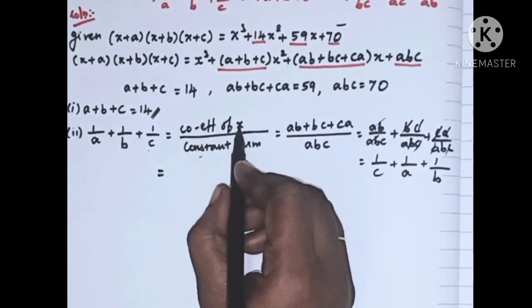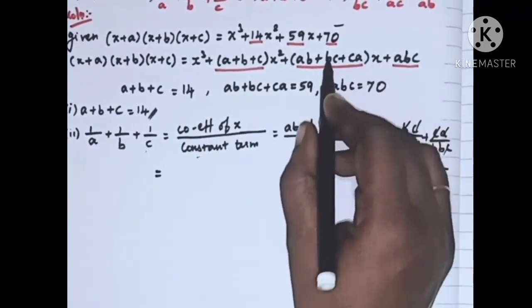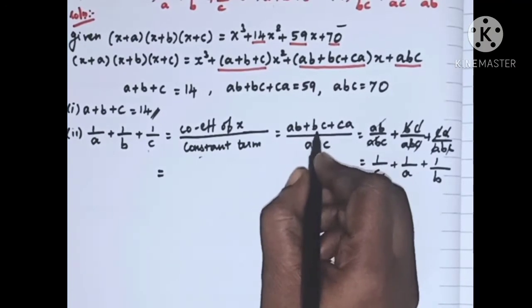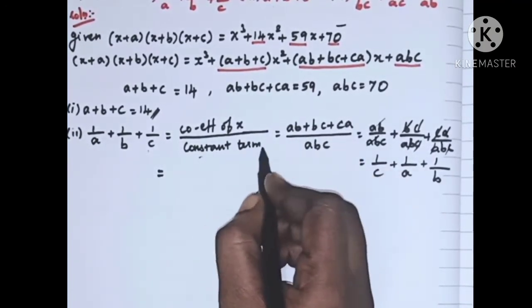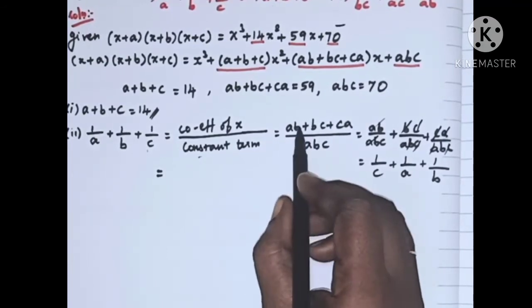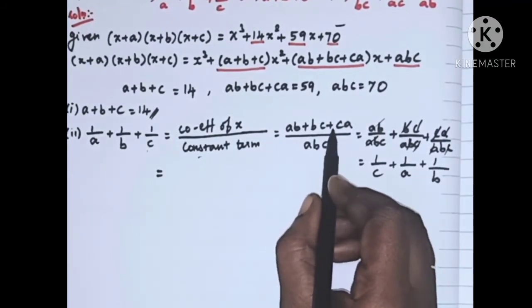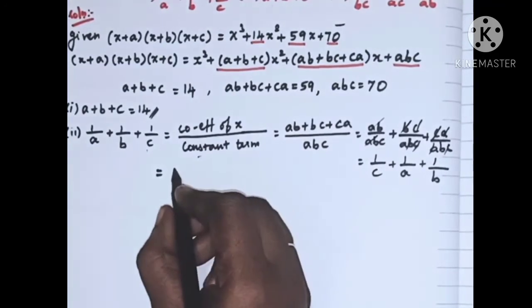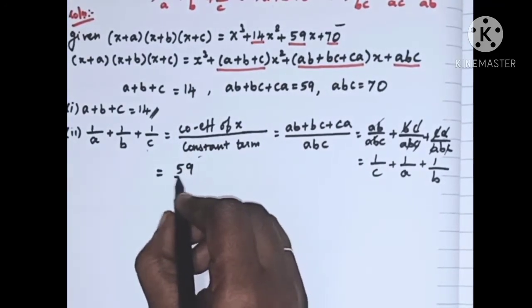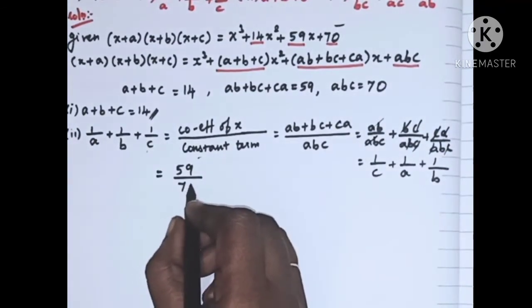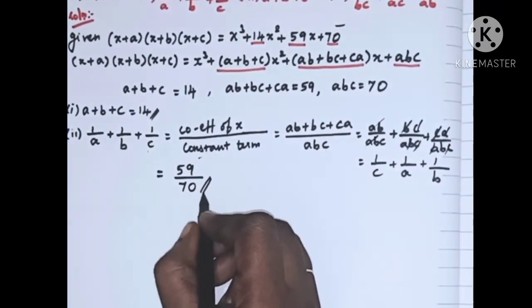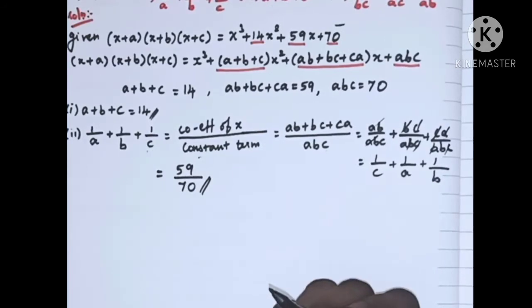So what is the coefficient of x? Here we already wrote, ab plus bc plus ca by constant term abc. What is the value of ab plus bc plus ca? This is 59. And what is the value of abc? abc is nothing but 70. So this is the answer for the second subdivision.